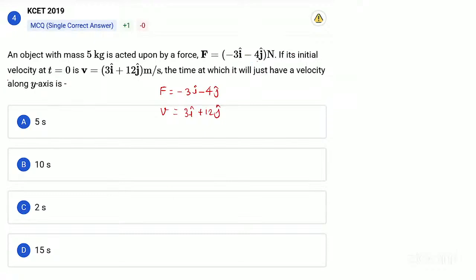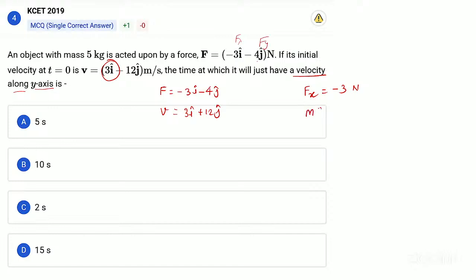So first of all, if it has a velocity along the y-axis, it means the component of velocity along the x-axis would be 0. Whatever force is acting in the x direction will be opposite to the velocity. The acceleration acting in the x direction would be opposite to the velocity. That's how it's going to become 0. So if you see here, this is f of x and this is f of y. So f of x will become minus 3 Newton.